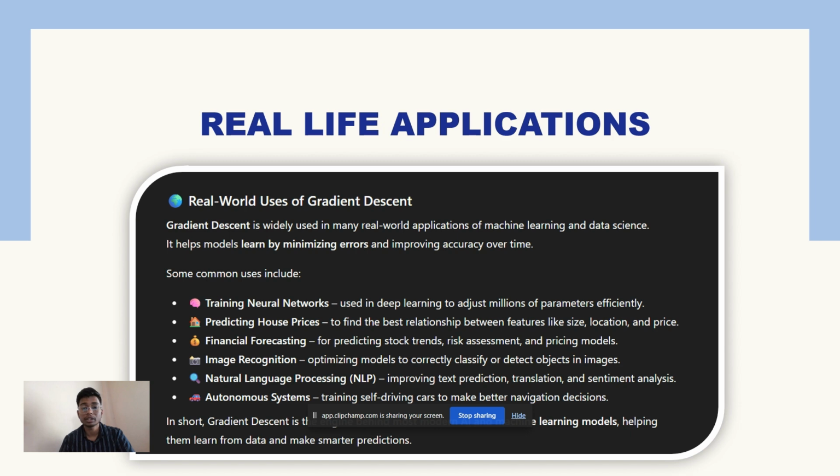predicting house prices to find the best relationship between features like size, location, and price, financial forecasting for predicting stock trends, risk assessment, and pricing models, image recognition, optimizing models to correctly classify or detect objects in images, natural language processing (NLP), improving text prediction, translation, and sentiment analysis, autonomous systems, training self-driving cars to make better navigation decisions.